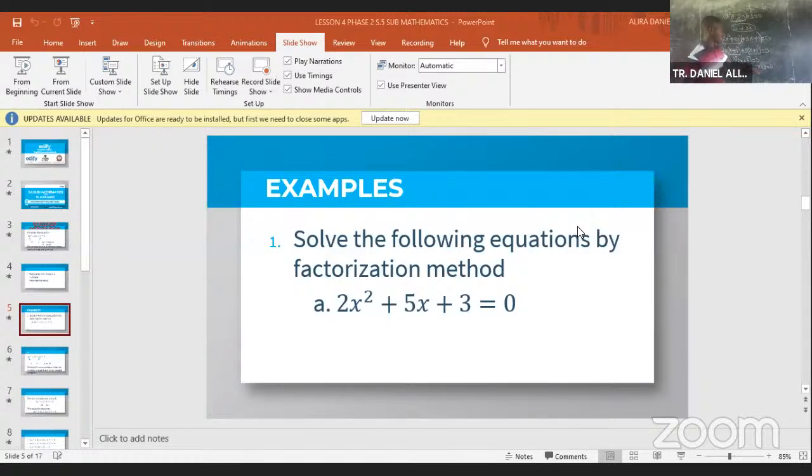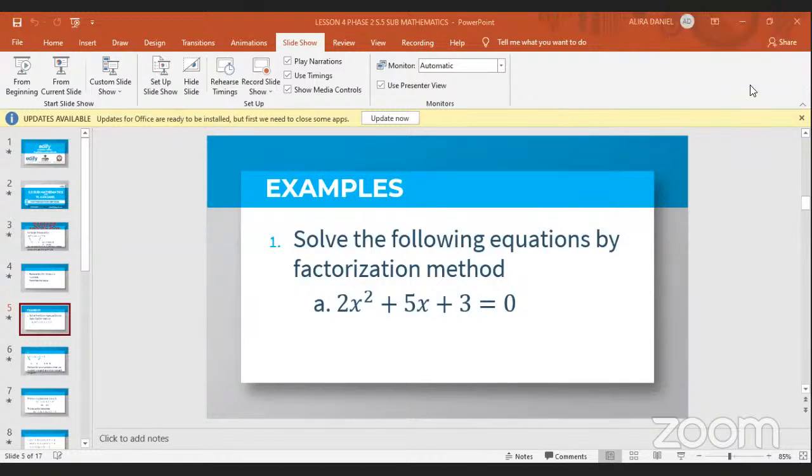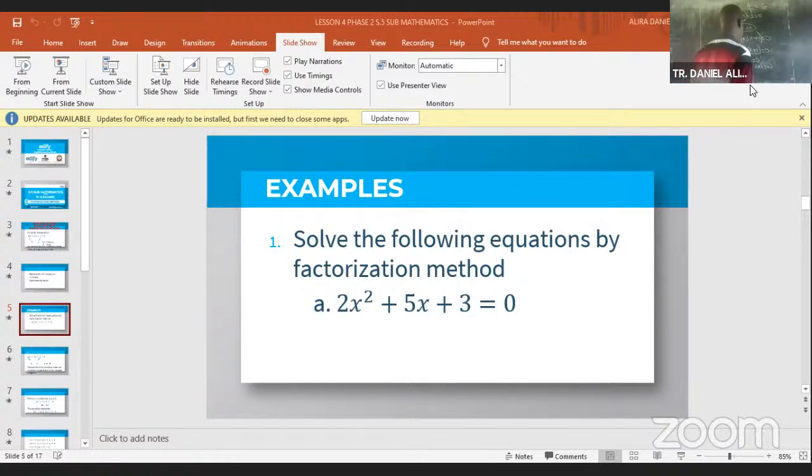If 2x plus 3 equals 0, what is the value of x? Shana? Yes, Shana? -3 over 2. Very good. x will be -3 over 2. Therefore, x will be -1 or x equals -3 over 2.